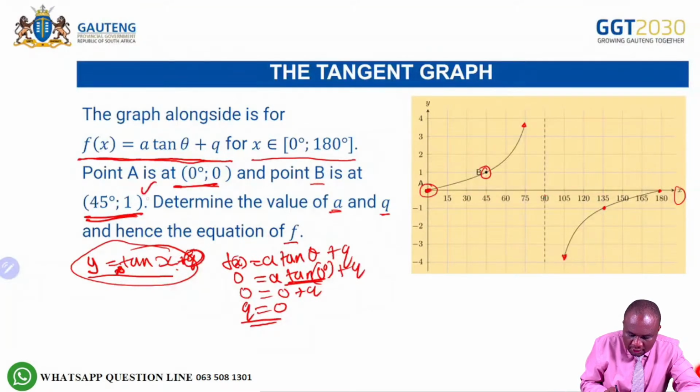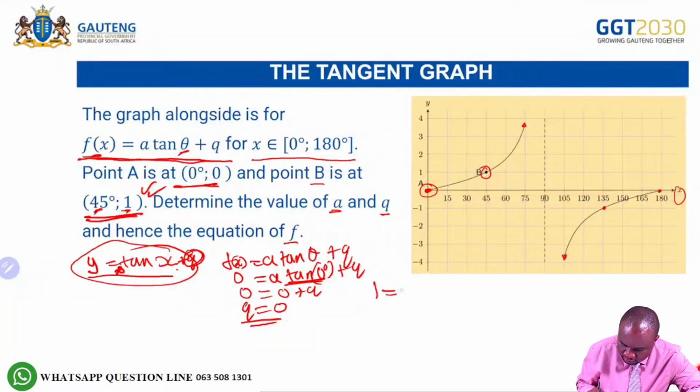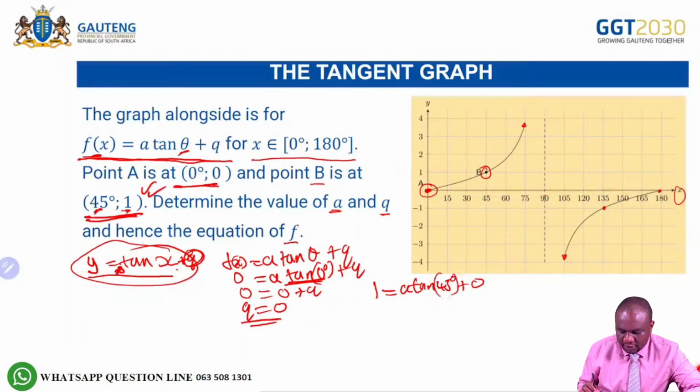Let's substitute this point now. And now we know what q is. So where there's f of x, we put 1. Where there's theta, we put 45 degrees. So 1 is equal to a, then tan 45 degrees, and then plus q. Our q is 0. We just got our q. Okay? And then what is tan 45 degrees? Tan 45 degrees is 1. So 1 is equal to a. A times 1 is a. Meaning that a is equal to 1.